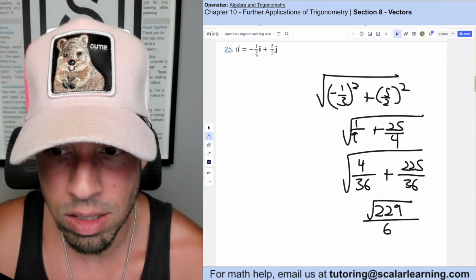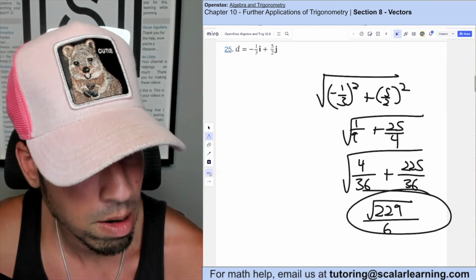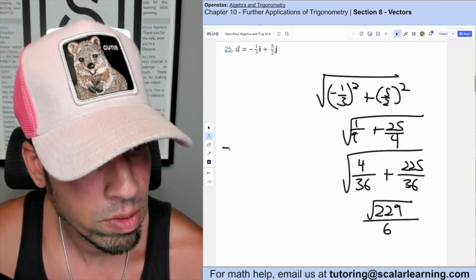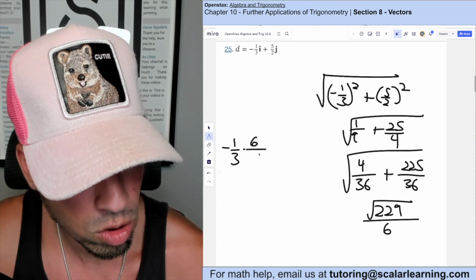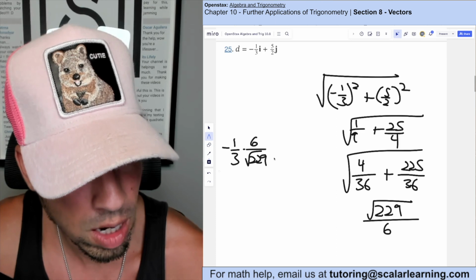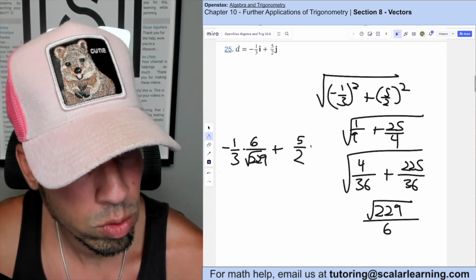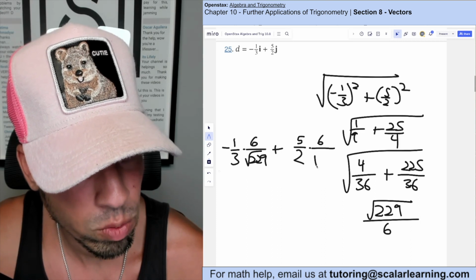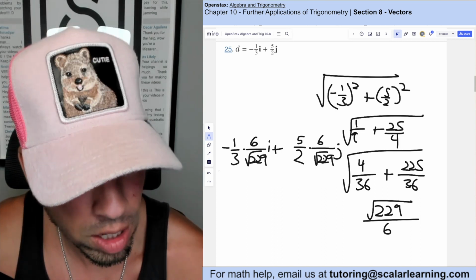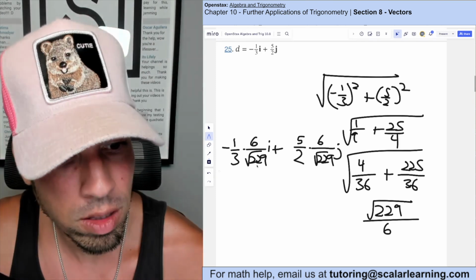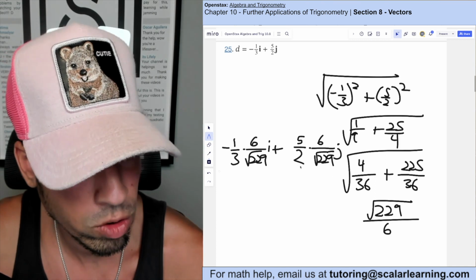Now we take these values and we divide them each by this, which is the same as multiplying by the reciprocal. So we've got negative 1/3 times the reciprocal of this, which is 6 over rad 229, and then plus 5 over 2 times 6 over rad 229, and don't forget the i and the j, like so. All right, now let's simplify it a little bit, and they did rationalize the denominator in the answer choice, so we're going to do the same first.